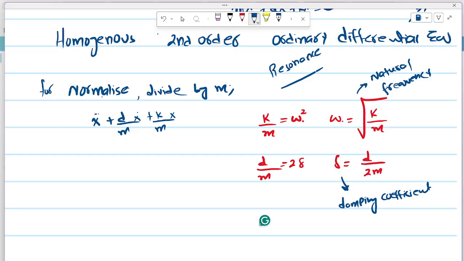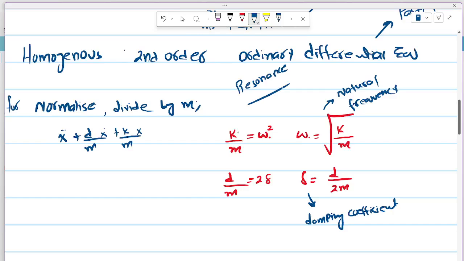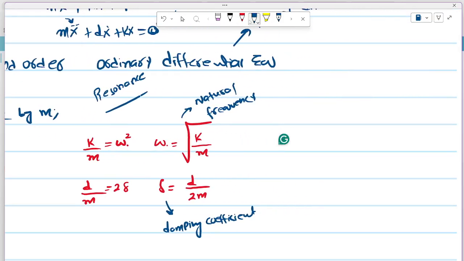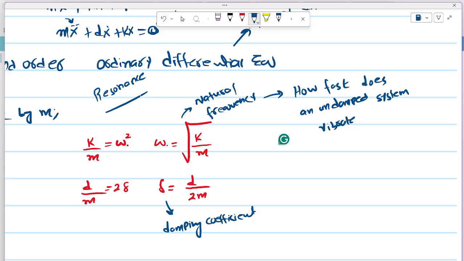So these quantities help us to find the natural frequency of our system. Same in the case of the damping coefficient. How? So I will explain why we need natural frequency. It tells us how fast an undamped system vibrates. That's why we want to study the natural frequency.